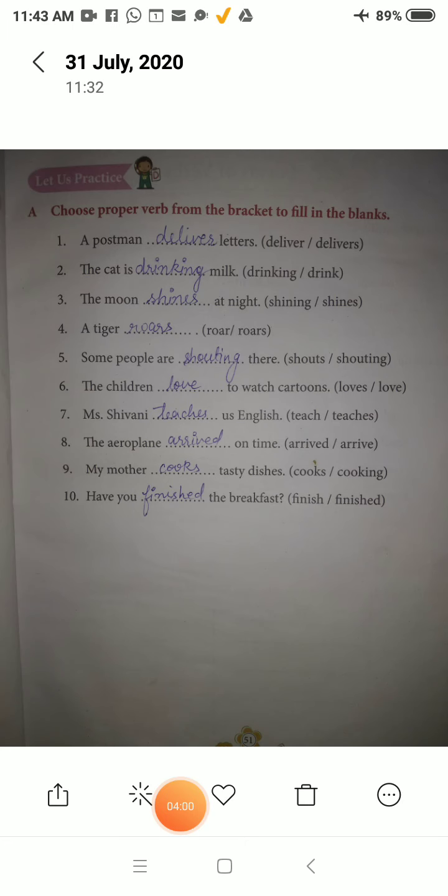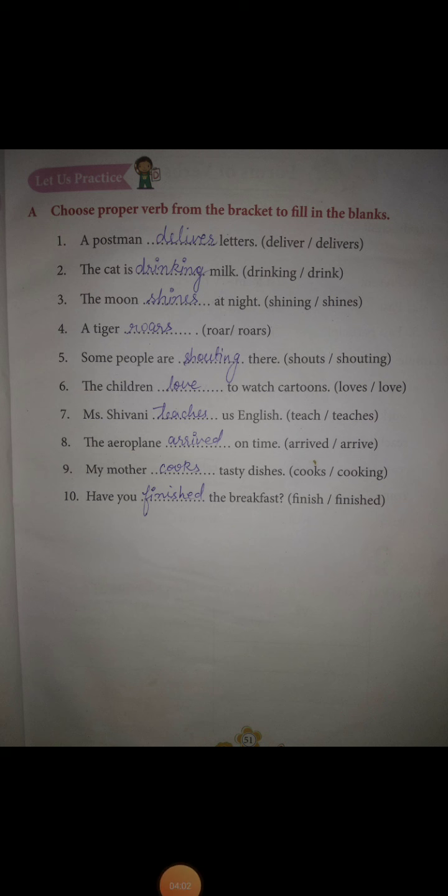Choose the proper verb from the bracket to fill in the blank. So we have to choose the correct verb from the bracket which is given there, and we have to write it in the blank. The first one is: a postman dash letters. So what are we going to write here? Deliver or delivers. We'll write deliver, D-E-L-I-V-E-R. Okay, a postman delivers letters.